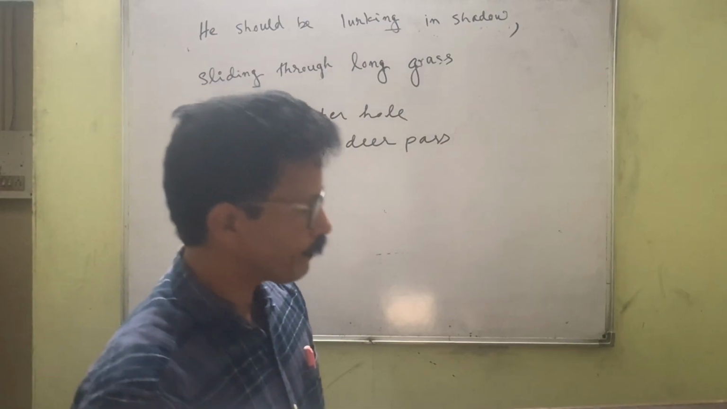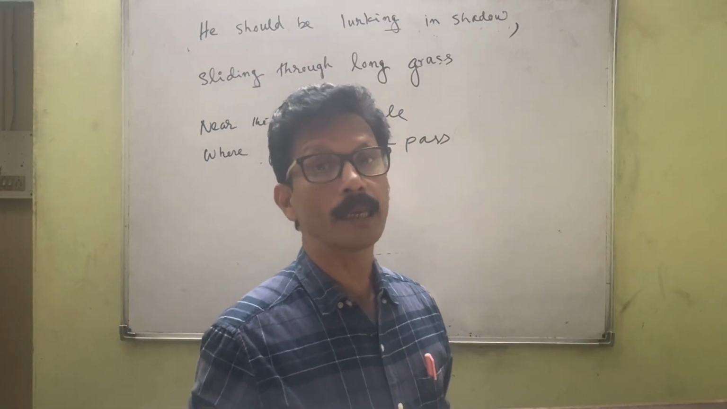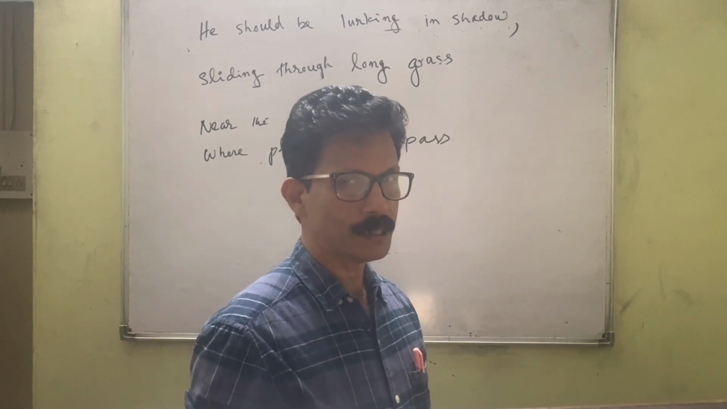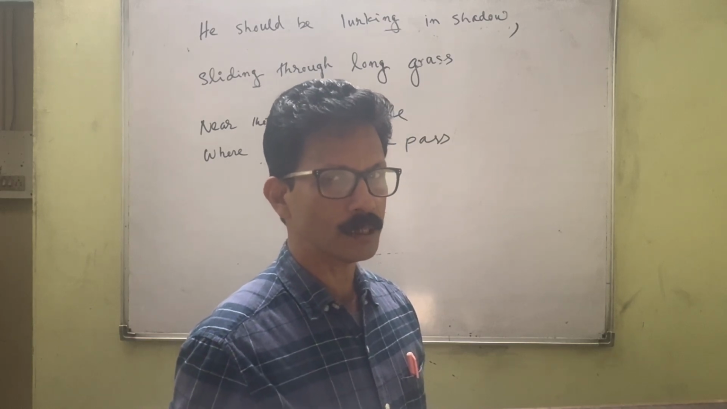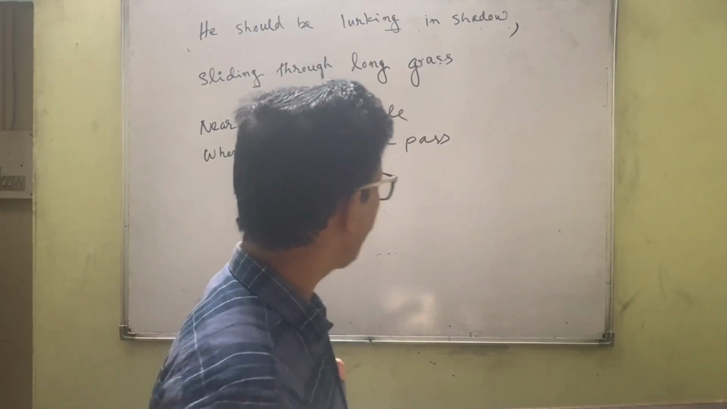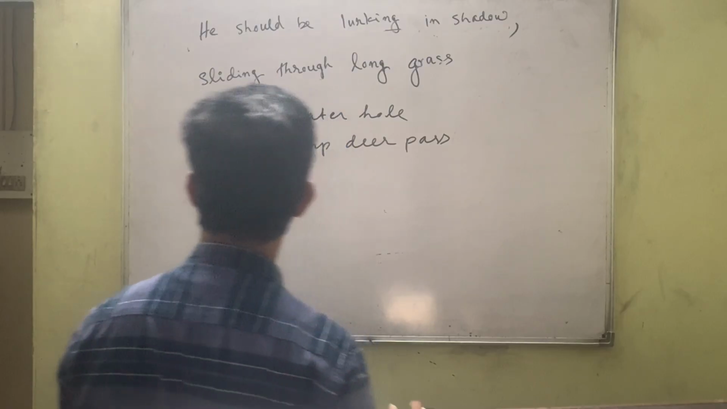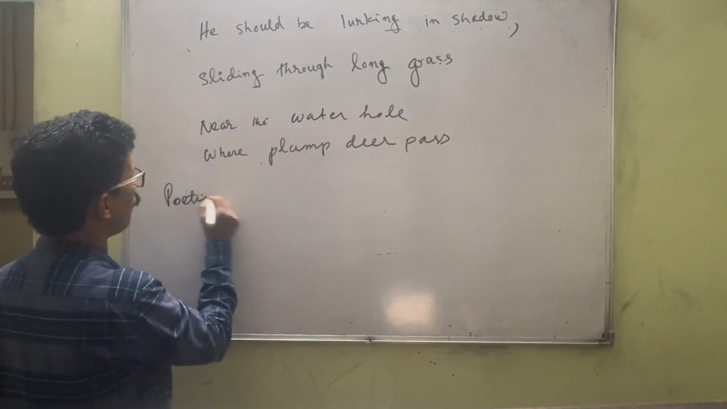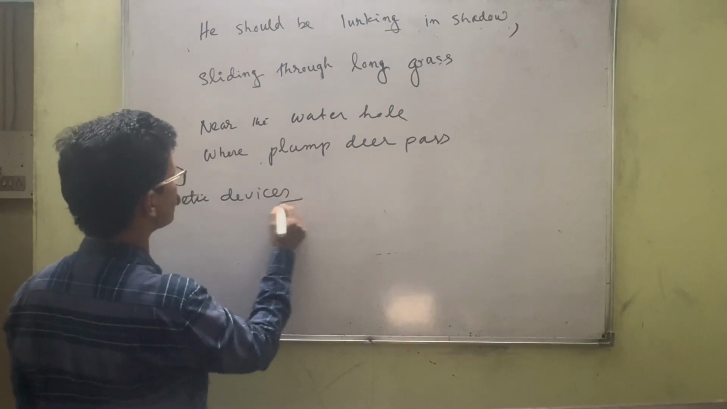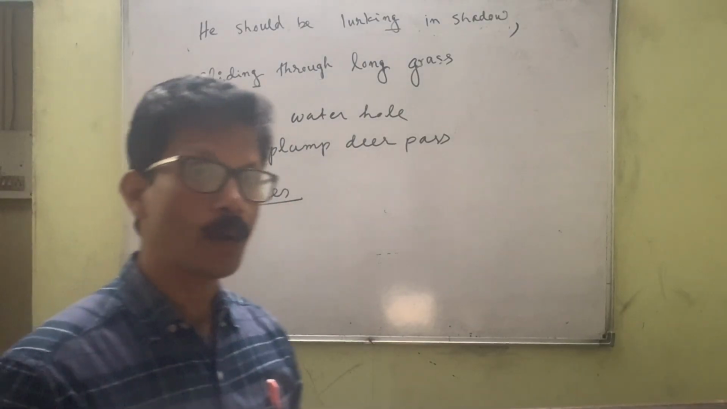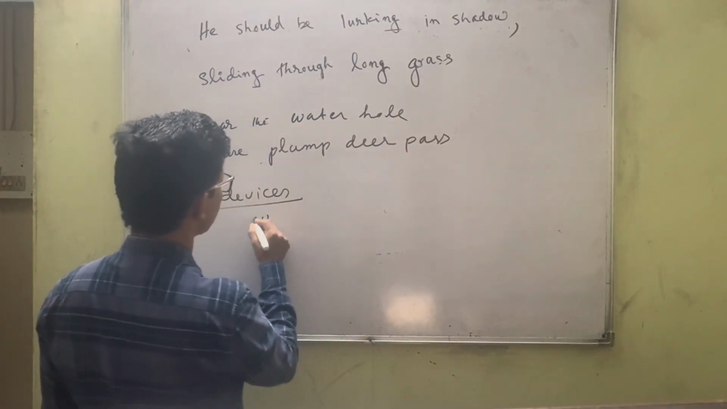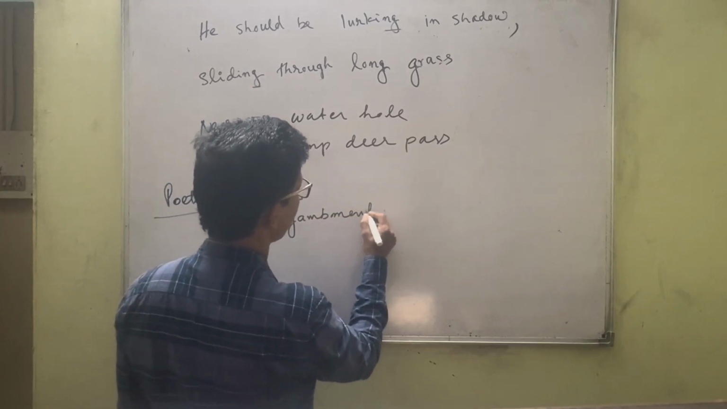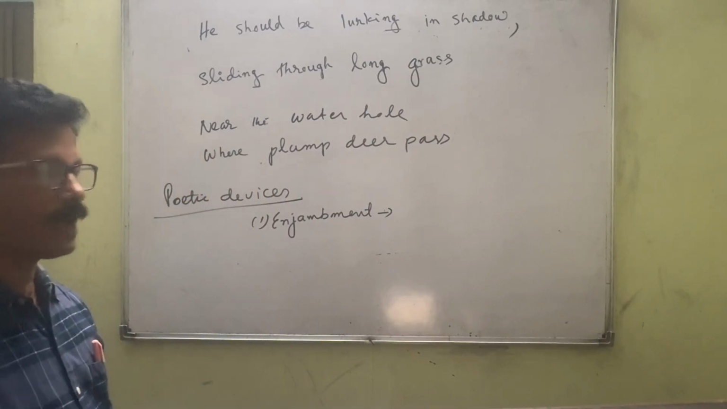Okay. Now we will understand the literary devices used in this stanza of the poem. In the previous stanza, we discussed in detail about the literary devices used in the poem. Now here you see the poetic devices. Number one is again enjambment. Enjambment, yeah. Enjambment means what?